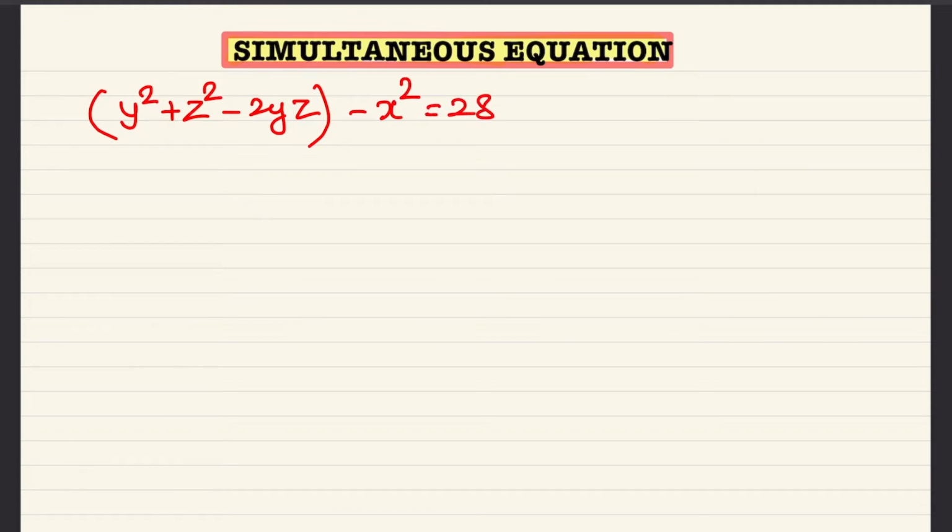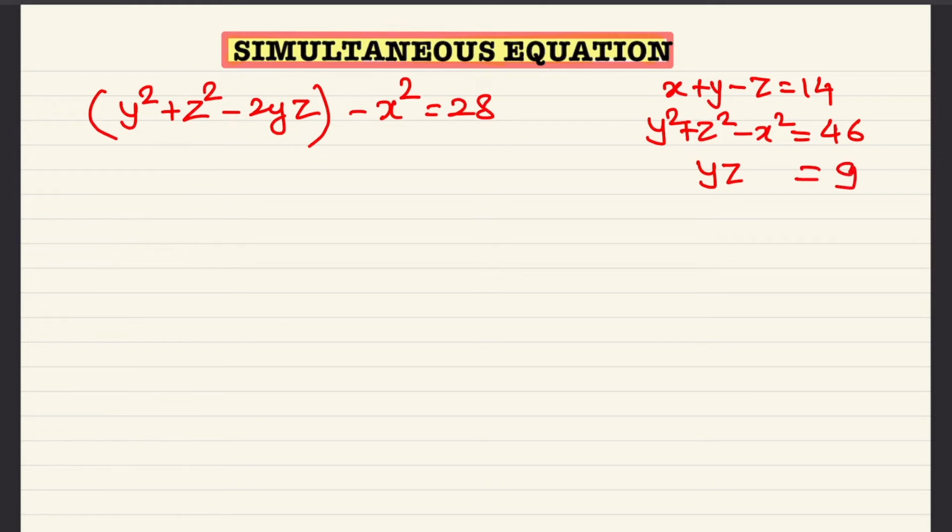Our first equation was x plus y minus z equal to 14. Second equation was y square plus z square minus x square equal to 46. And third was yz equal to 9. So I'll write y minus z whole square minus x square equal to 28. Now here in this equation we have y minus z, x plus y minus z equal to 14. In this equation we have y minus z whole square minus x square equal to 28.